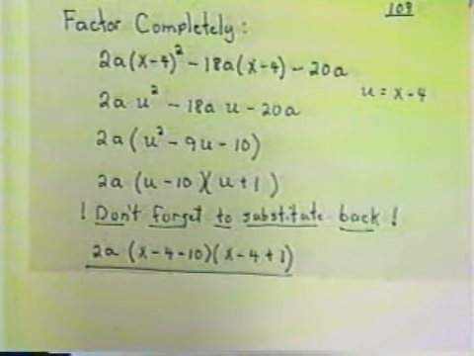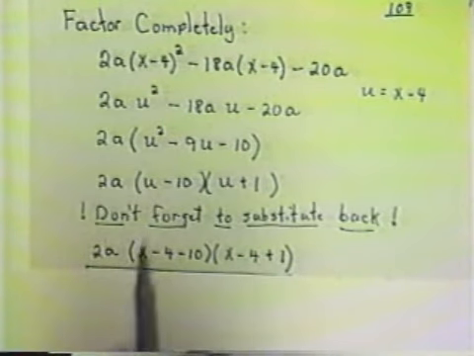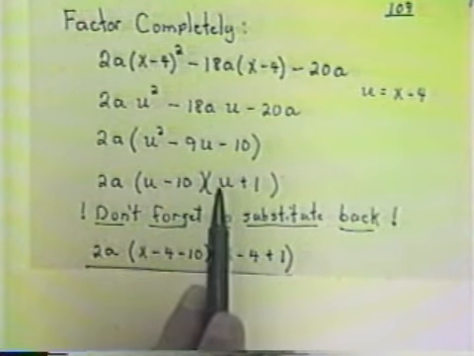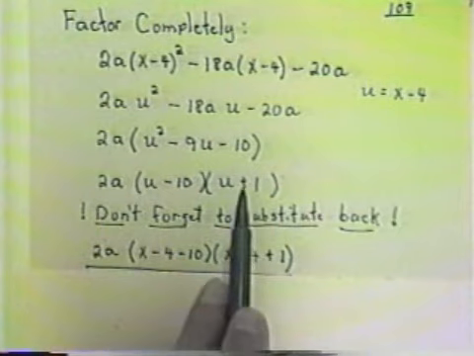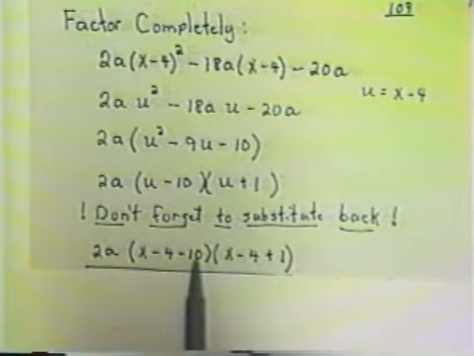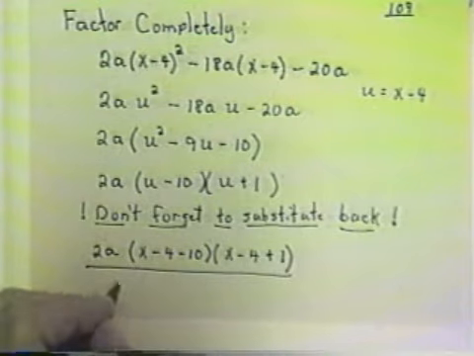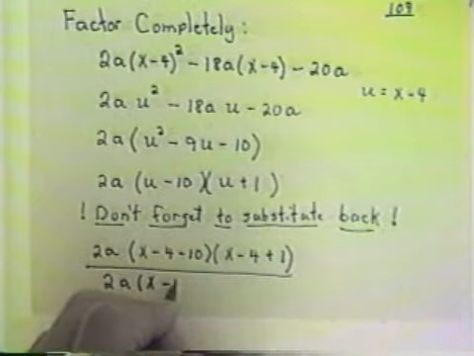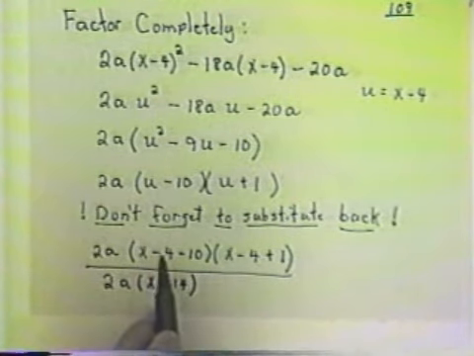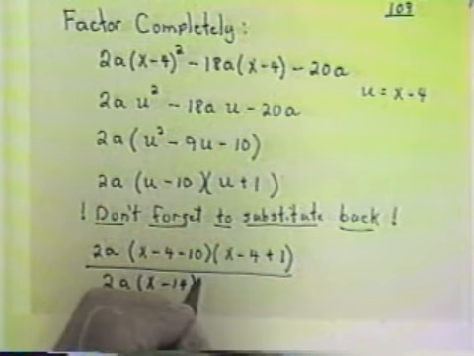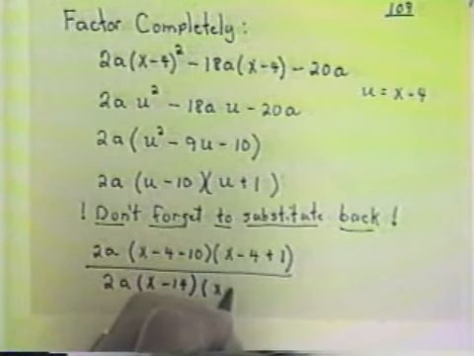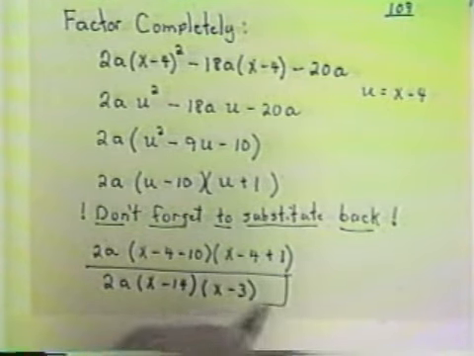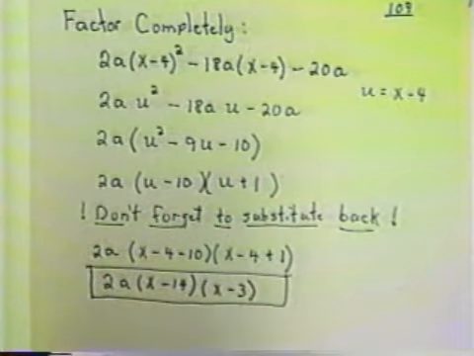So I have to write the problem as the 2a. In place of u, I write x minus 4, then minus the 10. In place of the u, I write x minus 4, and then I have the plus 1. Now I can combine the terms to get 2a times x minus 14, because a negative 4 and a negative 10 is negative 14, times x minus 3. A negative 4 plus 1 is negative 3, and this will be my answer.